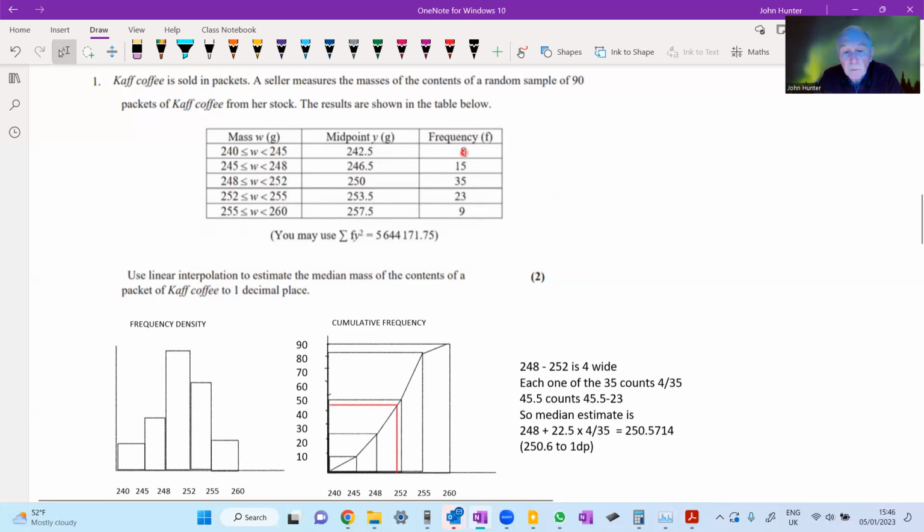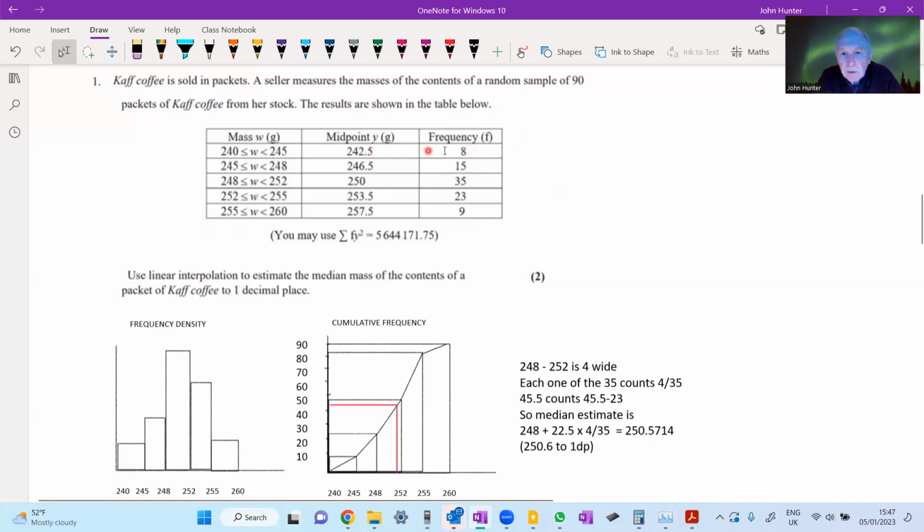So again, we've categorized it. We can't deal with it otherwise, there's too much data here. There's 90. We couldn't deal with it unless it was categorized like this. Okay, so that's what we've got.